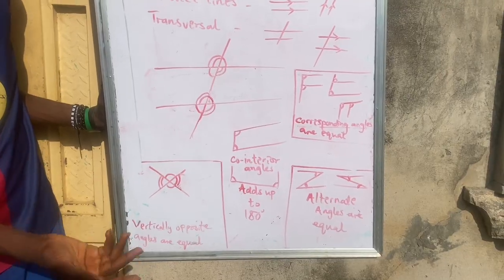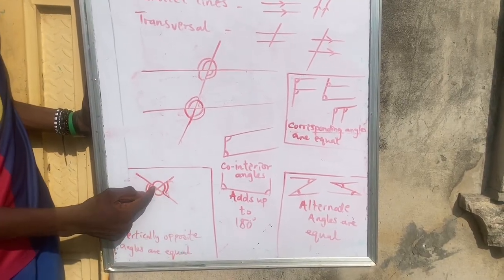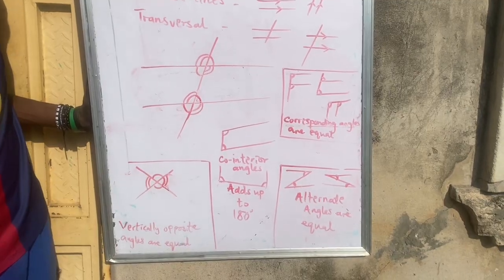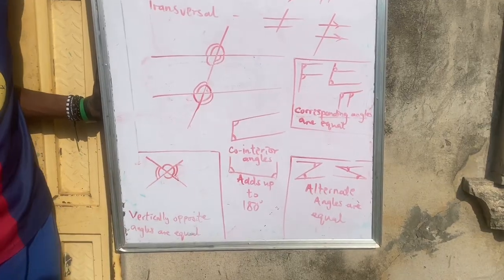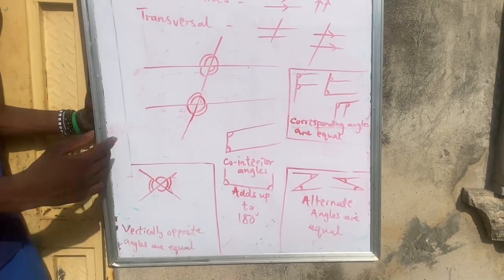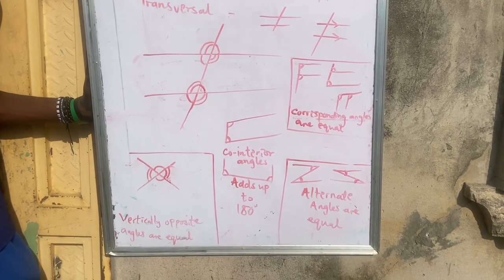You should also see there's a straight line. Look at the straight line, and you have this line here. These 2 angles add up to 180 degrees. These 2 angles add up to 180 degrees. These 2 can also add up to 180 degrees. These can also add up to 180 degrees. That's all you need to know about angles between lines and transversal.